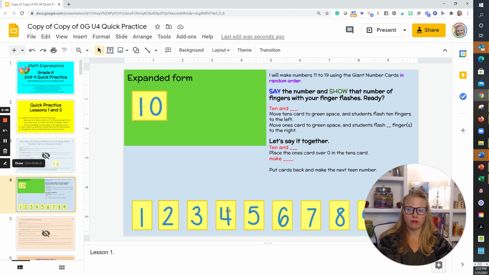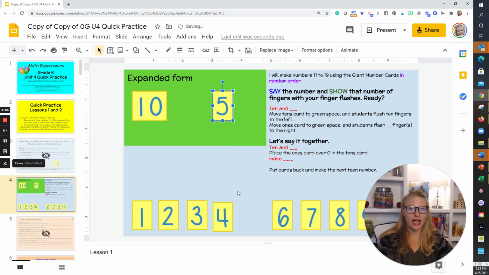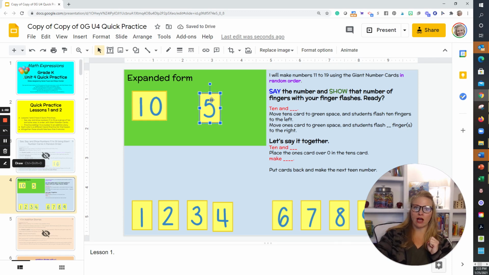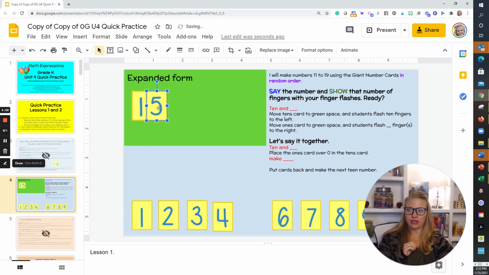Boys and girls, say it with me. 10 and 4 make class 14. 10 and 5 make class 15. So the student leader is helping to put the cards together. The rest of the room, though, now is also finger flashing. So if it's 10 and 5, we're going to say 10 and 5 make, and the student leader puts them together, 15. Okay, let's say it again.